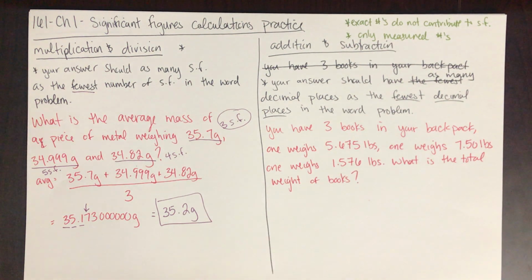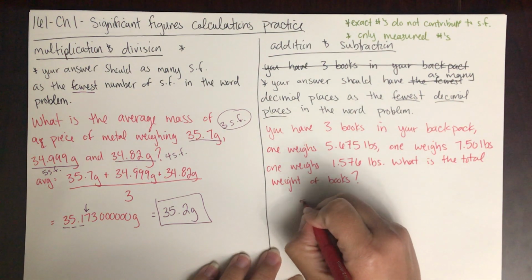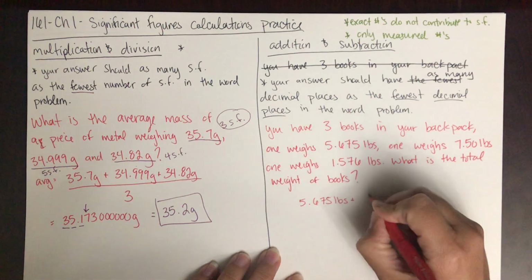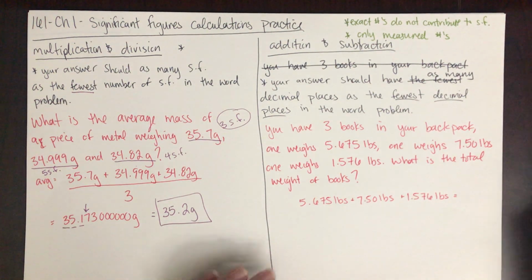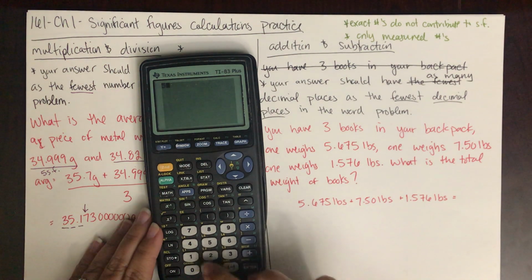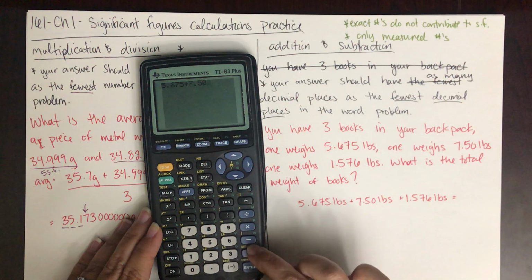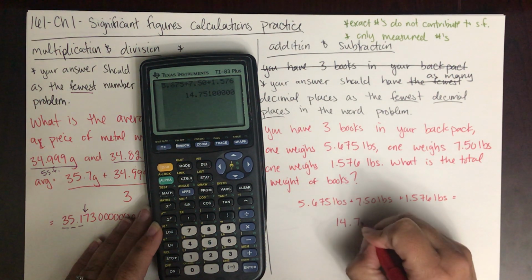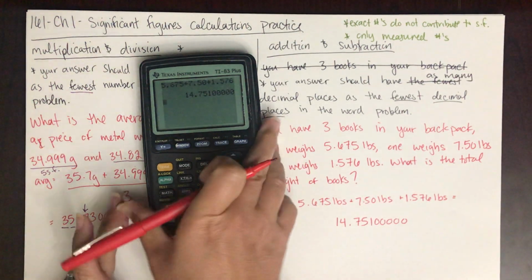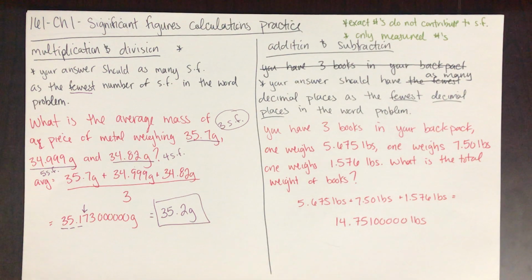Okay, so it says you have 3 books in your backpack. One weighs 5.765 pounds, one weighs 7.50 pounds, and one weighs 1.576 pounds. What is the total weight of your books? So I am going to add these 3 masses together. 5.765 plus 7.50 plus 1.576 equals 14.751000. Okay, that's how many pounds of books are in the backpack.